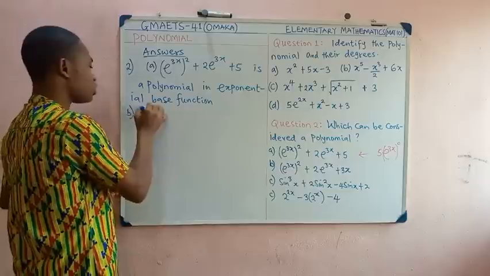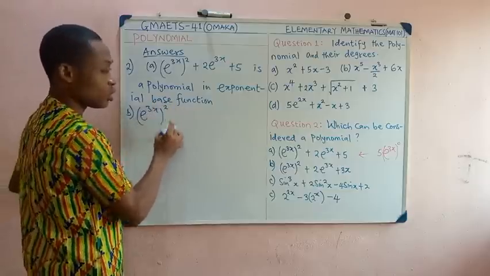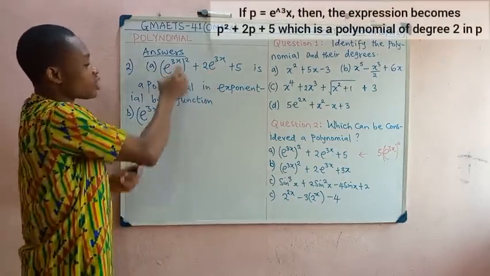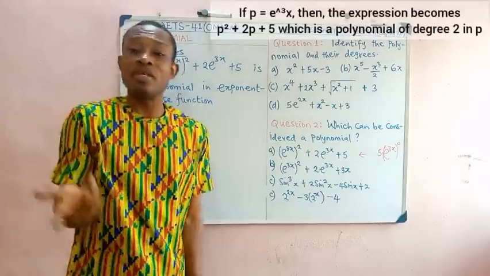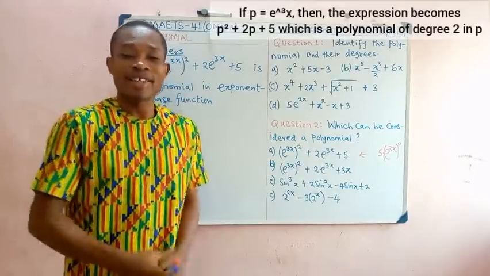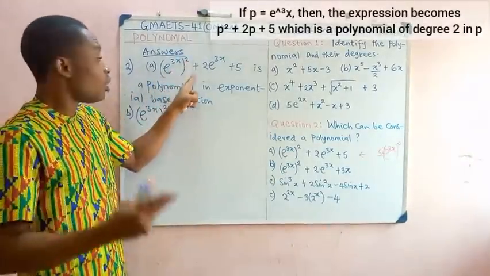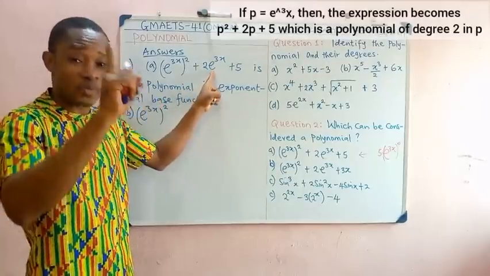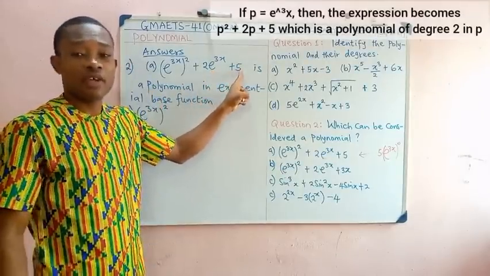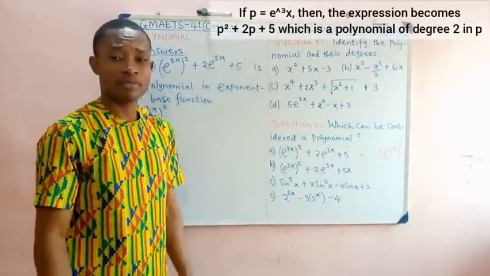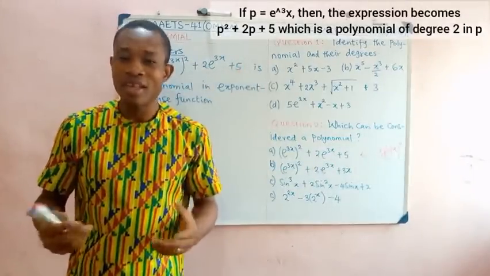The second one is exponential 3x raised to the power 2. Before I move on, if you work on this, we can call exponential 3x, let it be equal to p. We can say let it be equal to y. Now if I say let exponential 3x be equal to p, this will become p raised to the power 2 plus 2 times p raised to the power 1, then plus 5. It's like 5p raised to the power 0. P raised to the power 0 gives you 1, 1 times 5 gives you 5. Am I communicating? Correct. Now let's go.